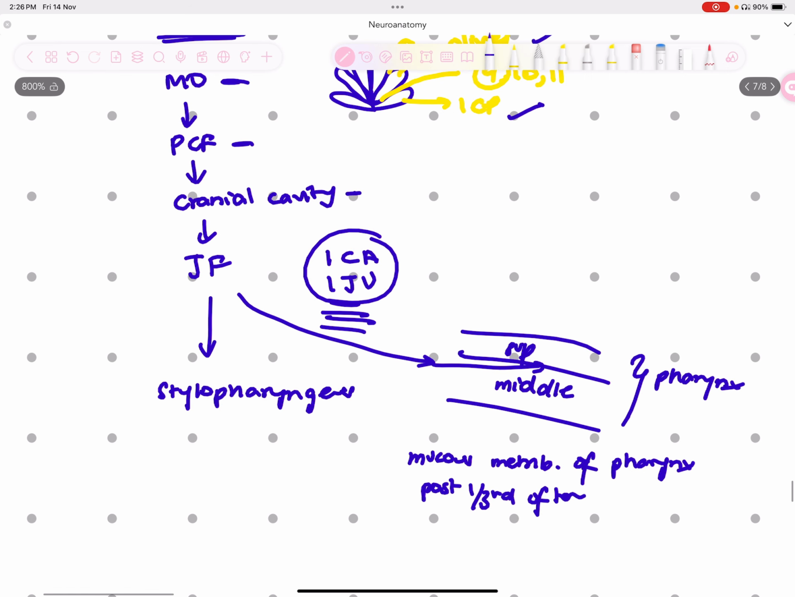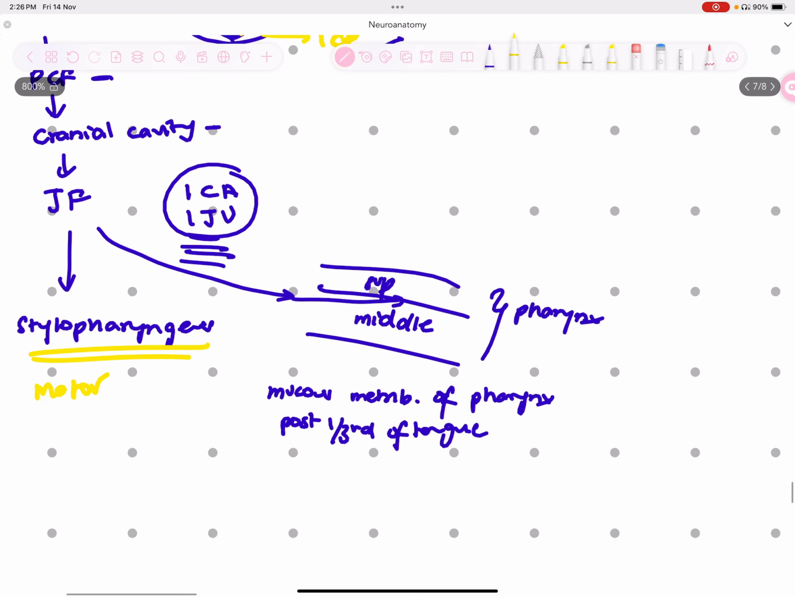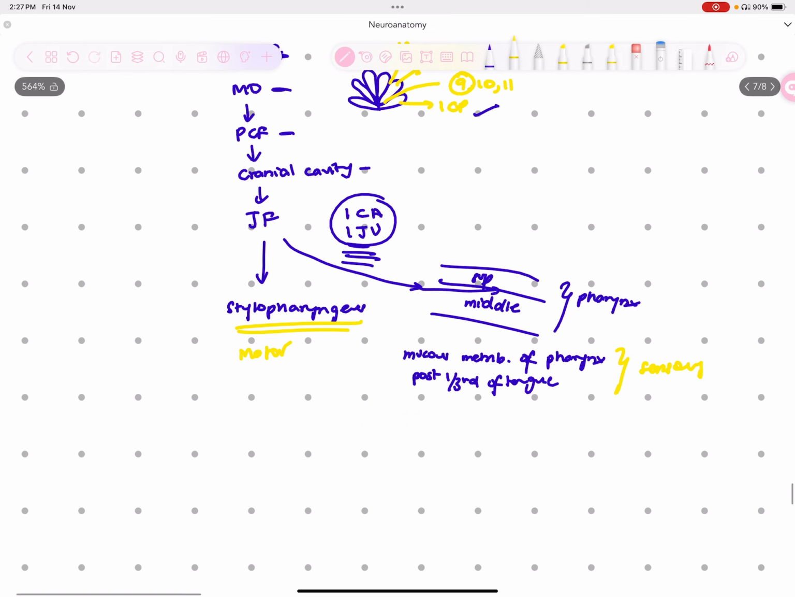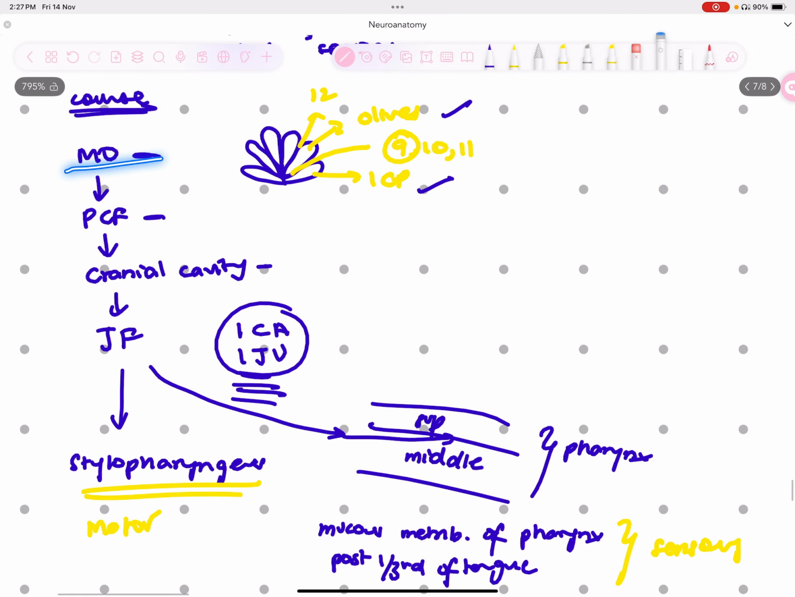So these are its innervations. This one is its motor innervation, and these two are its sensory innervations. Let me quickly recap this entire thing. First of all, it emerges from the upper part of the medulla oblongata in a groove, as a series of rootlets between your inferior cerebellar peduncle and the olives. Then it comes to the posterior cranial fossa and it leaves the cranial cavity via the jugular foramen.